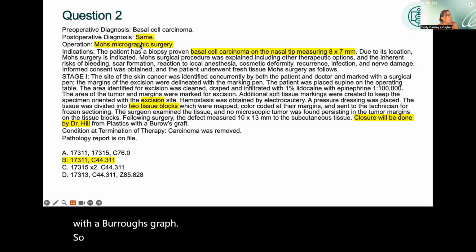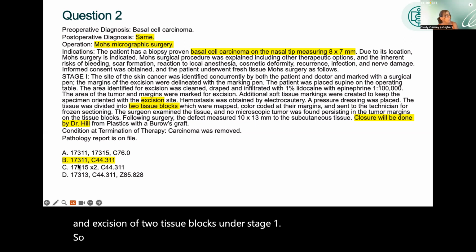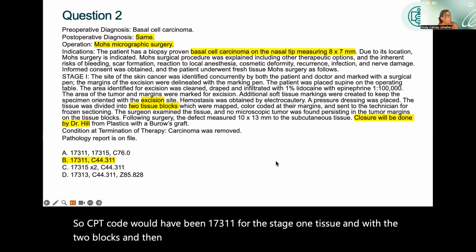So we have Mohs microscopic surgery, basal cell carcinoma measuring 8.7, an excision of 2 tissue blocks under stage 1. So the CPT code would have been 17311 for the stage 1 tissue with the 2 blocks, and then C44.311 for the basal cell carcinoma on the nose.